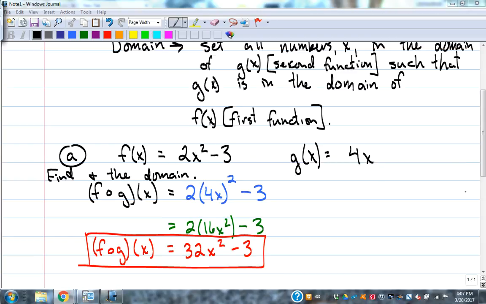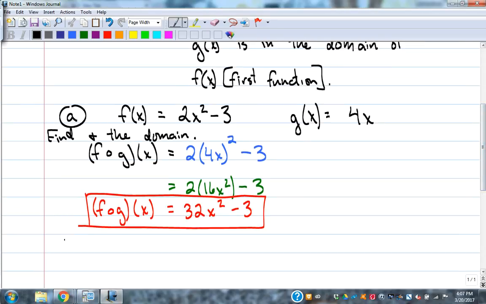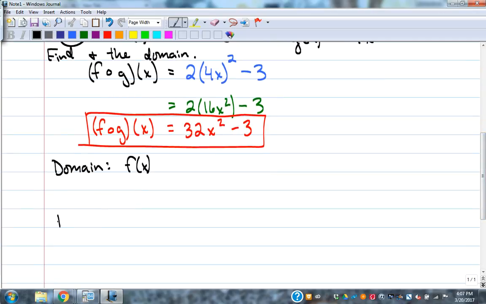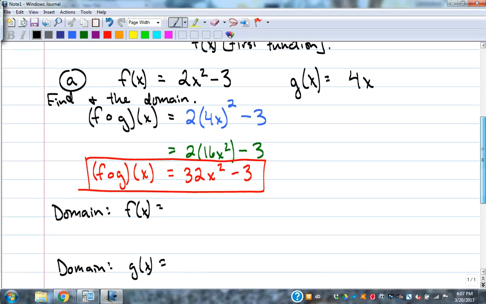All right. Now, the other part of the problem was to find the domain. To find the domain of the composite function, we need the domain of f of x and the domain of g of x to help us find the domain of the composite function. So when we look at the original functions, are there any red flags when it comes to finding the domain for those two? What are the two things that we look for when we're talking about domain?